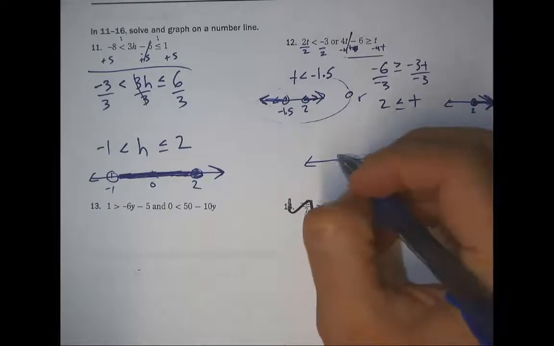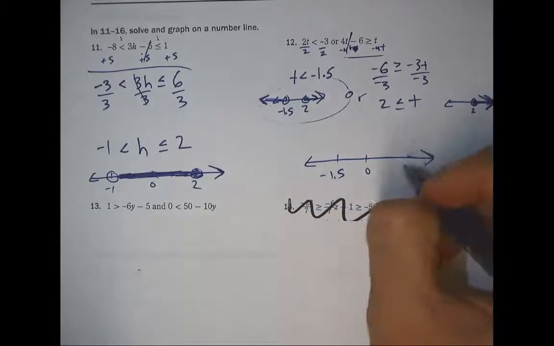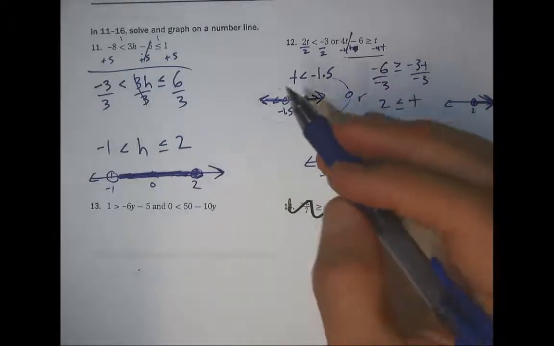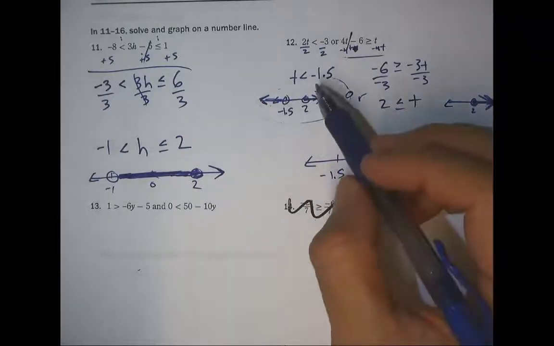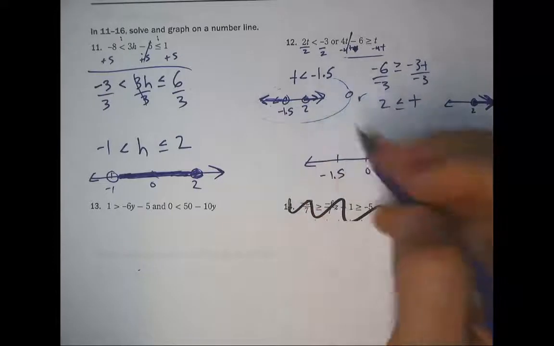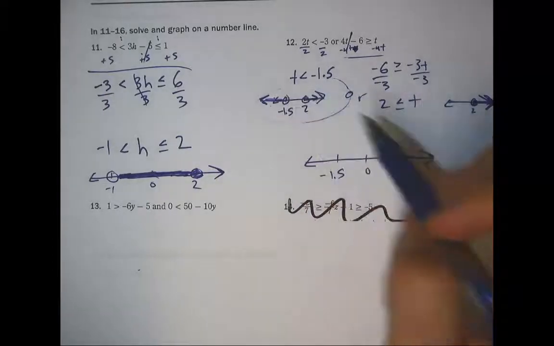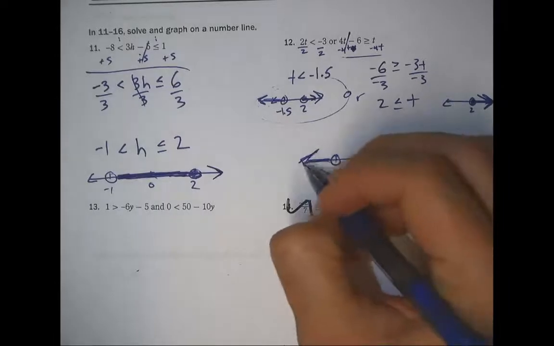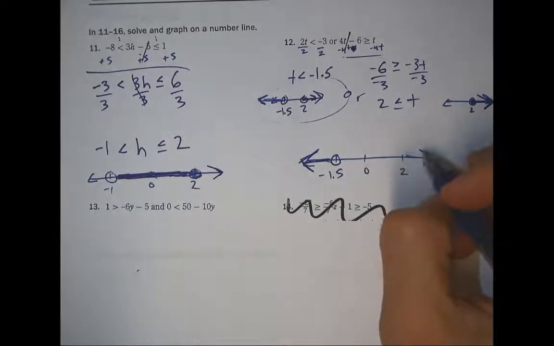Here's 0, negative 1.5, and 2. It's an or statement. If this was an and, there'd be no solution. There's no way for both of these to be true at the same time. But since it's an or statement, it can be less than negative 1.5 or greater than or equal to 2.